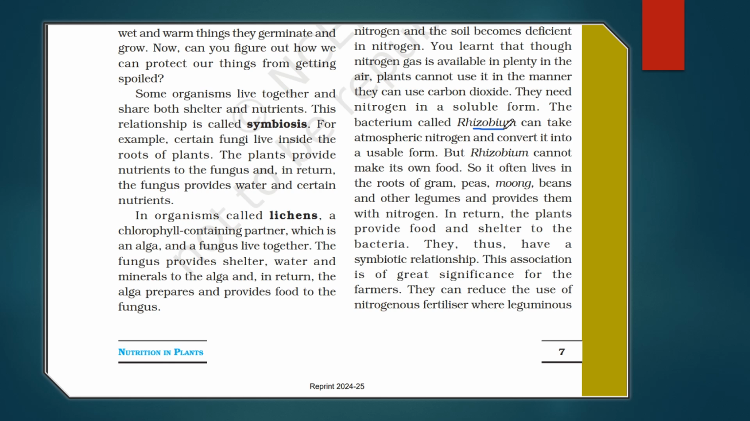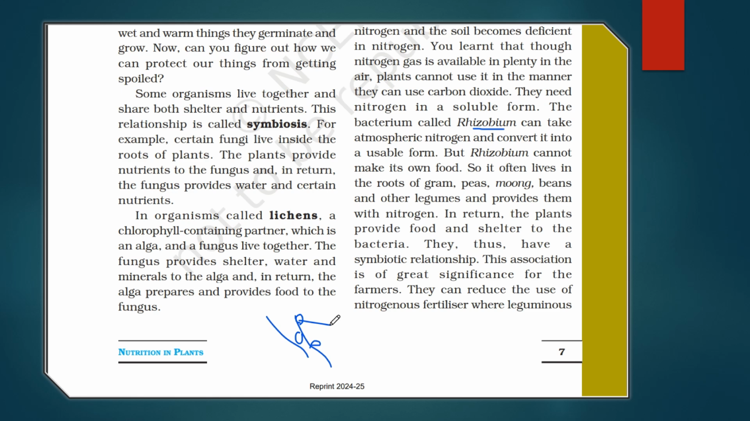It's a bacterium, so it often lives in the roots of gram, peas, moong, beans and other legumes and provides them with nitrogen. Legumes means on the roots of the plants, imagine these are the roots, you can see the nodes on them like this, nodes on the roots. Such plants are called leguminous plants, and these are the legumes. In these, the rhizobium are living. They help to convert the gaseous form of nitrogen into the soluble form, so the plant can absorb the nitrogen.